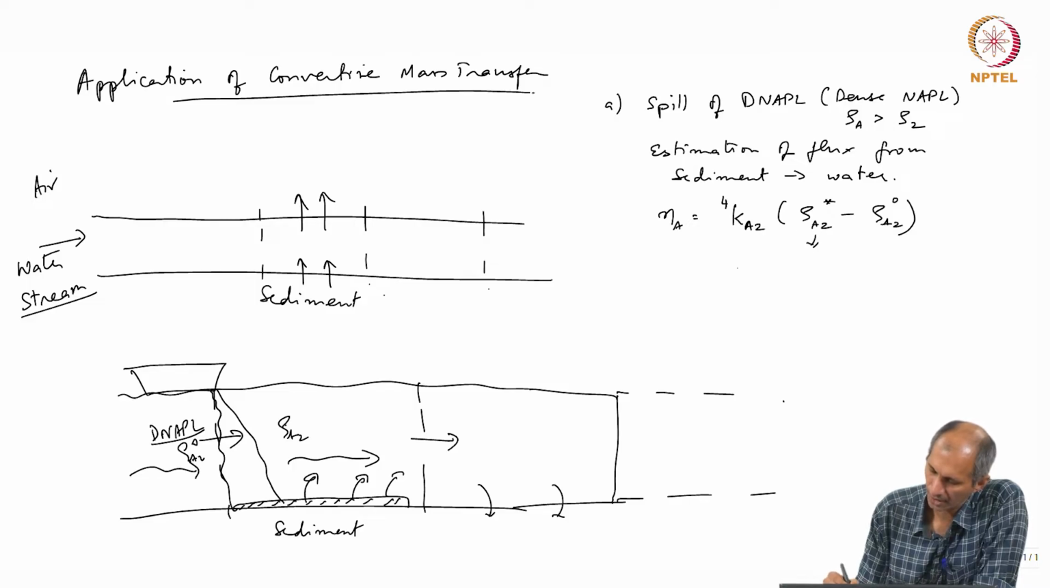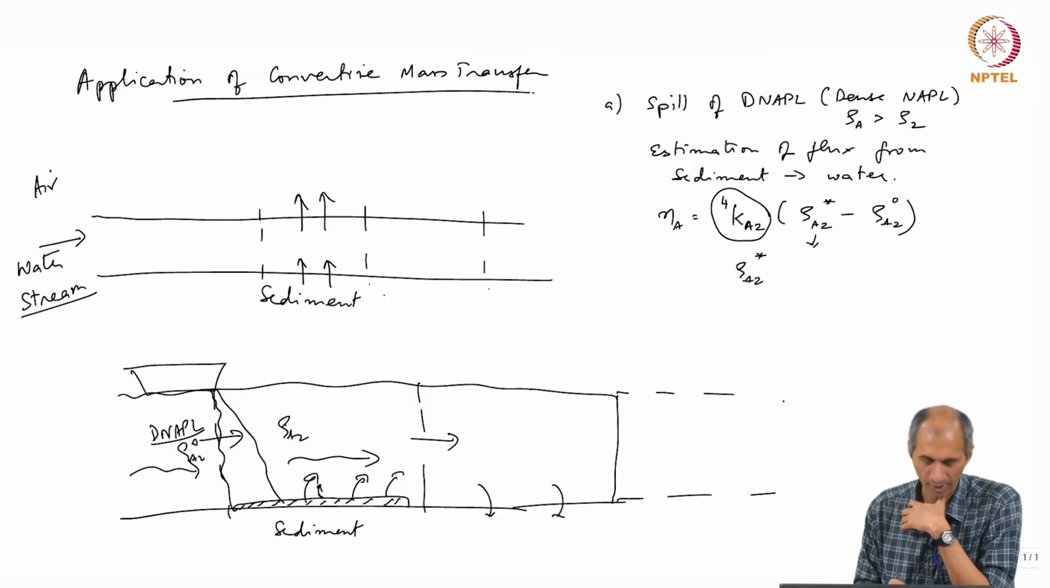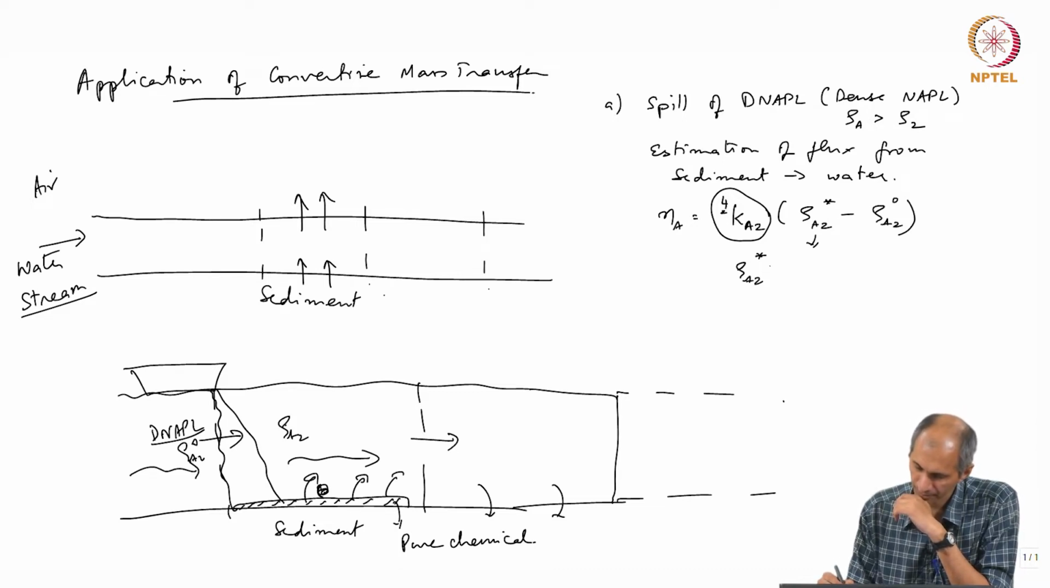This rho A2 star is again, because this is pure phase. Now because we have written this down, this mass transfer in the water, this region in contact with 4, which is pure chemical, therefore this will be the solubility of A in water.